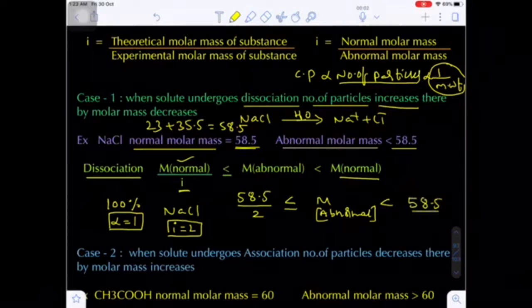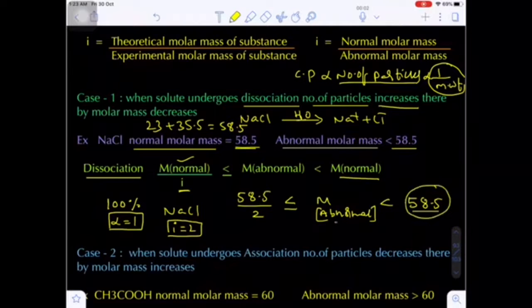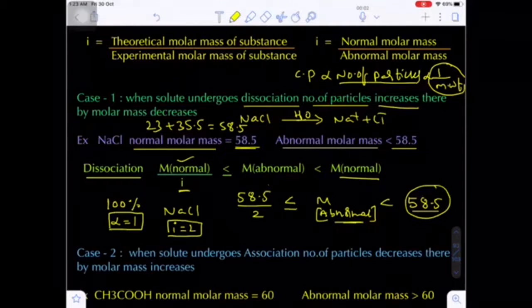Finally, what I concluded here is, during the ionization or dissociation of a solute, its molar mass decreases compared to the expected molar mass. The expected molar mass must be 58.5, but the abnormal molar mass, that is the actual molar mass, will be less than 58.5 due to dissociation.